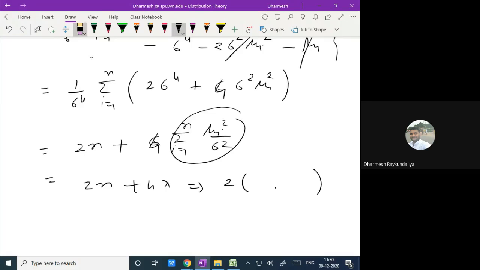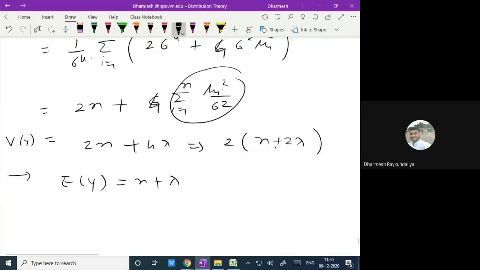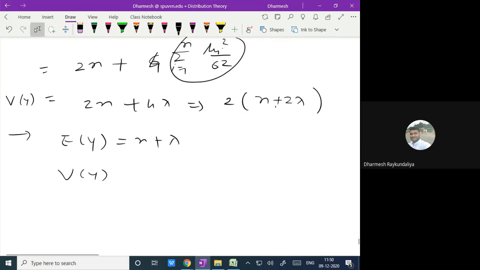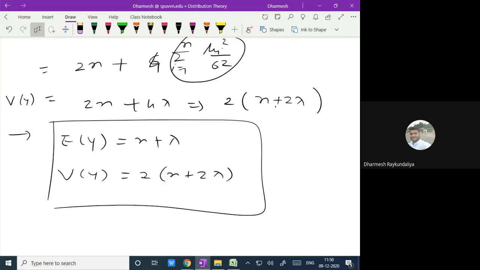Okay, so what is that? It is 2 times n plus 2 lambda, and this is nothing but the variance of y. Therefore, expectation of y is n plus lambda, and variance of y is 2 times n plus 2 lambda. So we have obtained it in a different way. Okay.